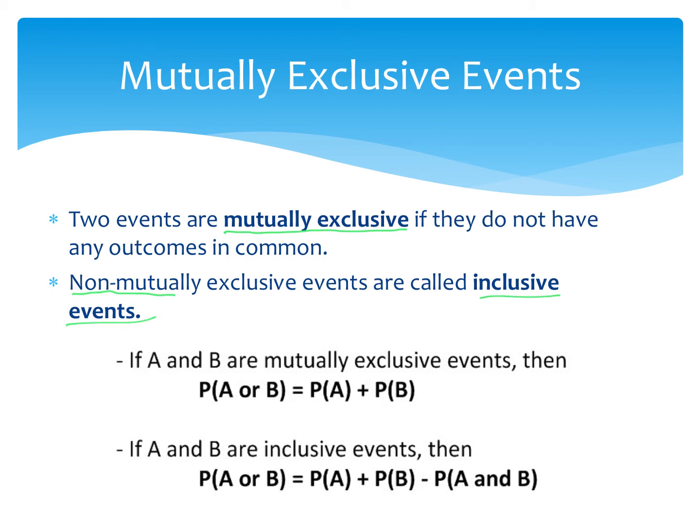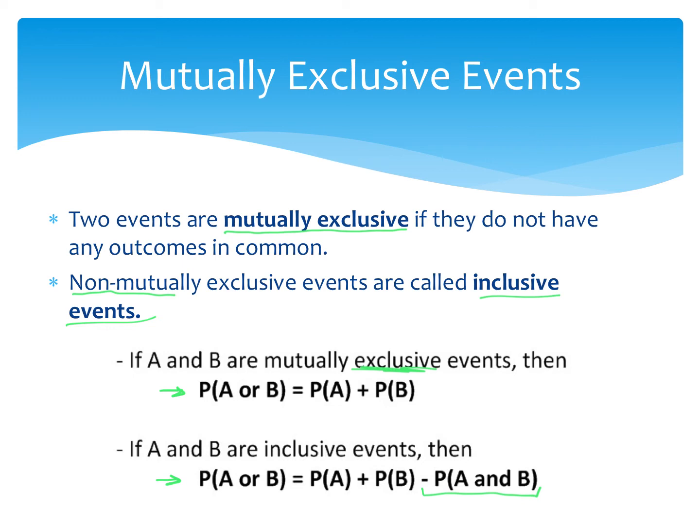But we have two equations when we talk about mutually exclusive and inclusive events. For exclusive events, we're adding the two probabilities together: probability of A plus the probability of B. For inclusive events, we are adding the two events together, but then we have to subtract the overlap, because if they're inclusive, it means that they do overlap.